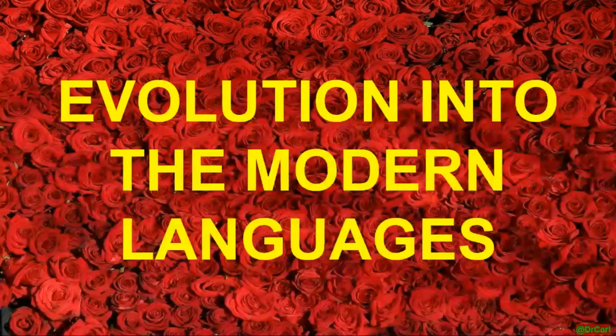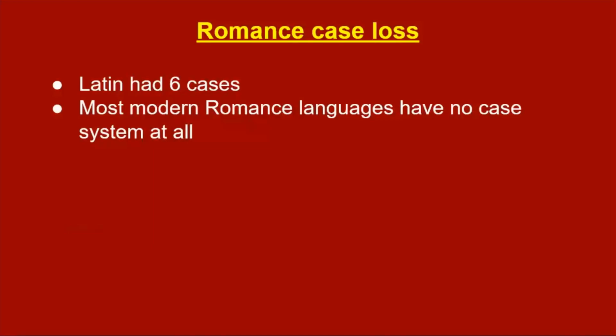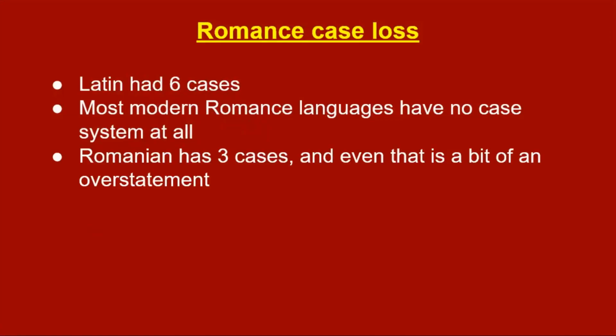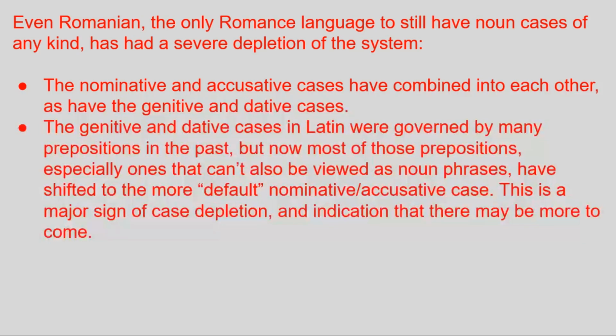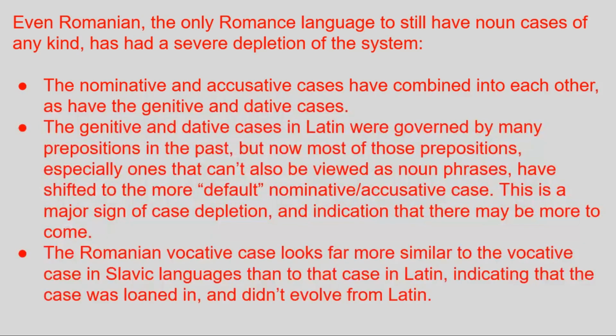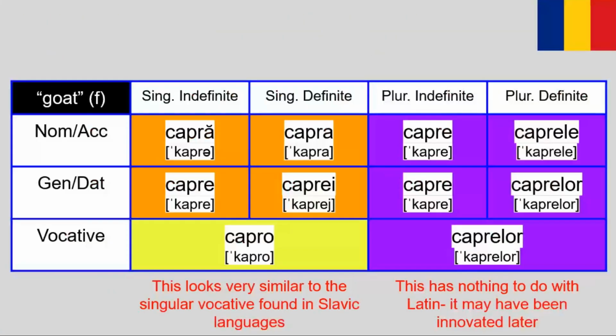So what happened with this case system? Yeah, they're gone. There are no modern Romance languages with a case system even remotely close to the Latin one. The only one that still has cases of any kind is Romanian, and the declensions are severely depleted. There's just 3 cases: a nominative accusative case, a genitive dative case descended from the Latin genitive case, which has lost a lot of its functions to the nominative accusative, and a vocative case, which interestingly follows patterns associated with the vocative case in Slavic languages, like the feminine suffix being o, for example, which indicates that that case was actually loaned in by the Slavic languages and is not descended from Latin.